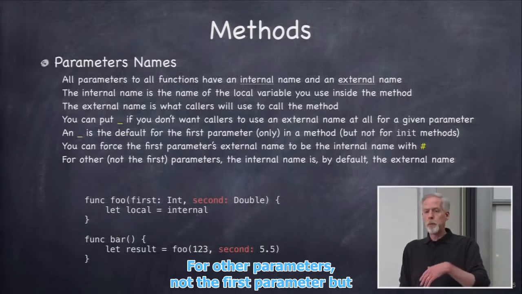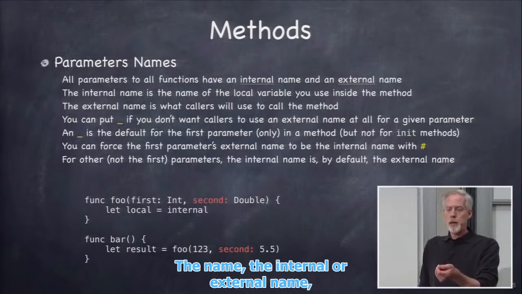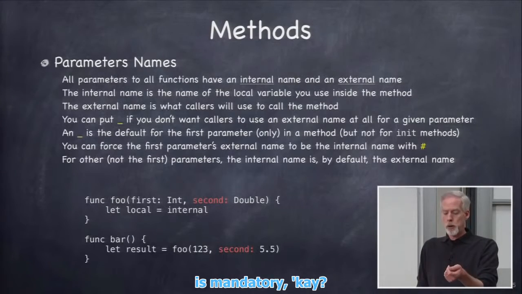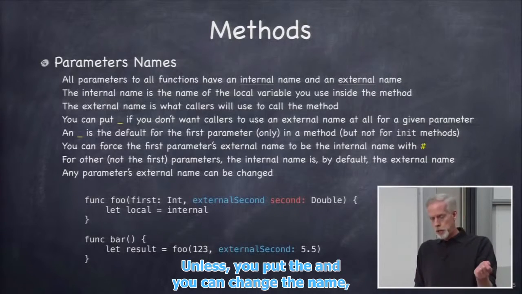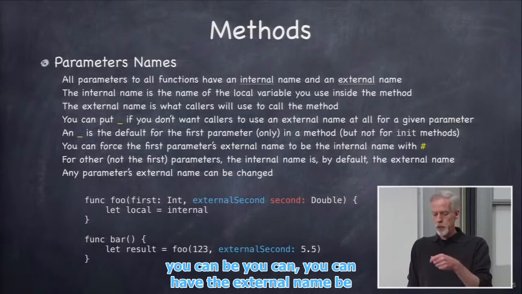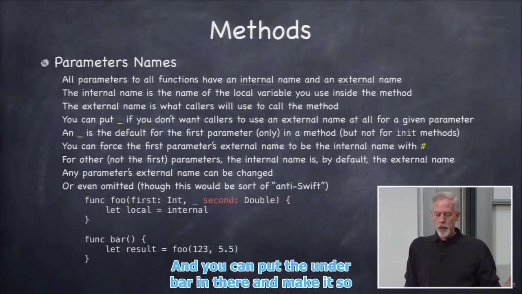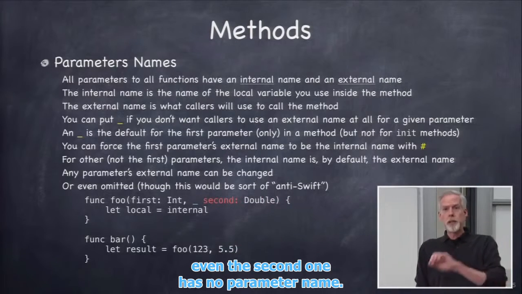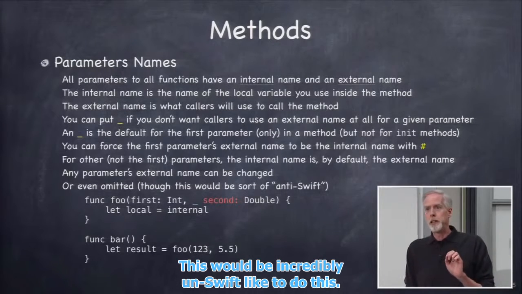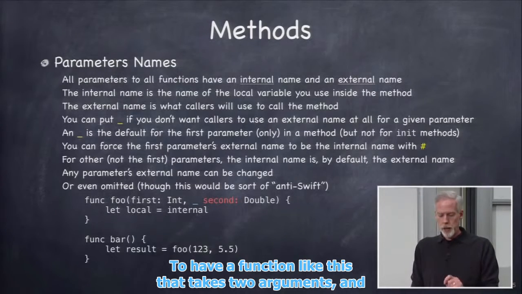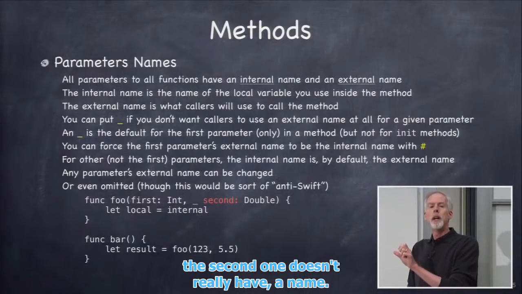For other parameters, not the first parameter, but other parameters, the name, the internal or an external name, is mandatory, okay? And you can change the name. You can have the external name be different for any parameter, not just the first one. And you can put the underbar in there and make it so even the second one has no parameter name. This would be incredibly unswift-like to do, to have a function like this that takes two arguments, and the second one doesn't really have a name.